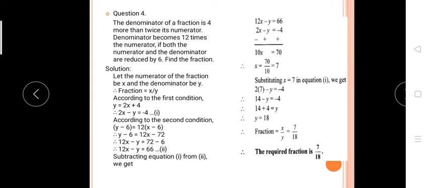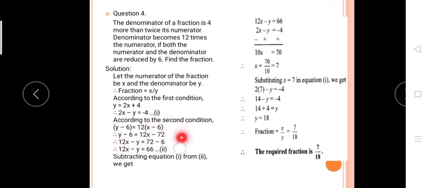Now, the second condition. What is the second condition? The denominator becomes 12 times the numerator if both the numerator and denominator are reduced by 6. It means when you are reducing the value of the numerator and denominator, reducing means x minus 6 and y minus 6. Then what is the value of the denominator after reducing? y minus 6. It is 12 times x minus 6. Now solve this equation. y minus 6 is equal to 12x minus 12 times 6, which is 72.